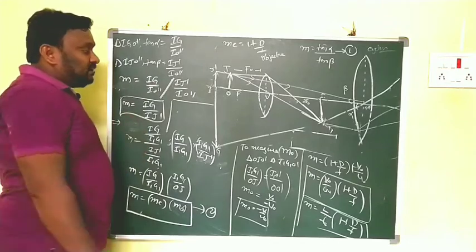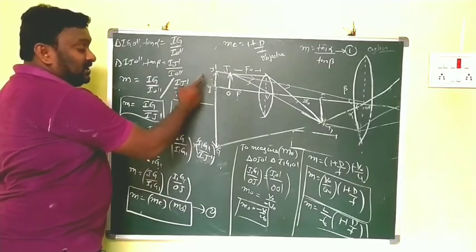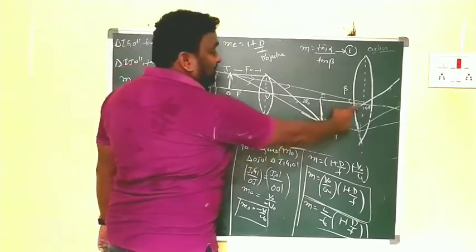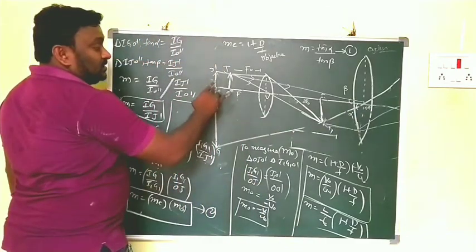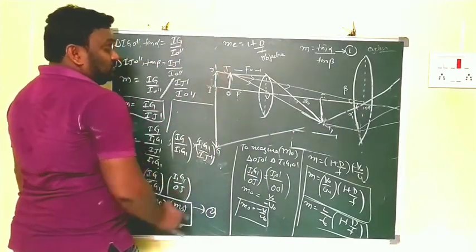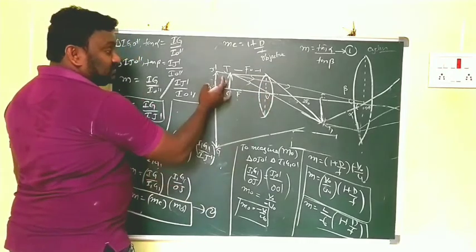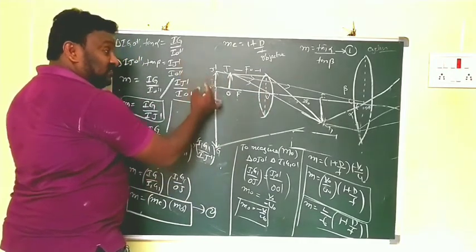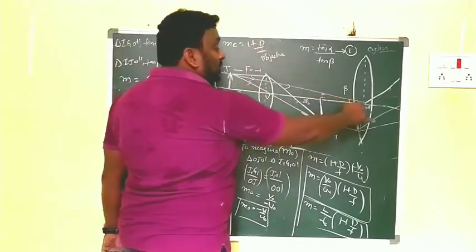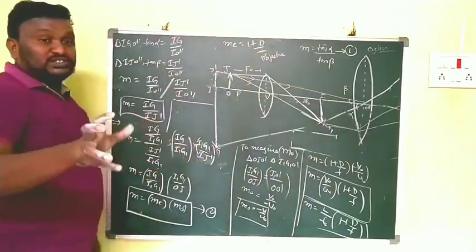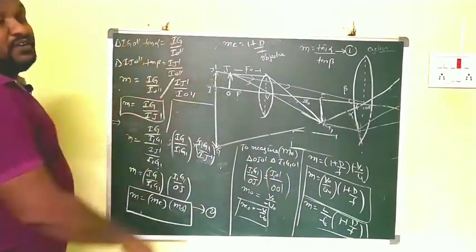Magnifying power means nothing but this: the angle made by the final image at the optic center to the angle made by the object. When the object is placed at the location of the image, it will make some angle at the optic center. The ratio of these two is called the magnifying power.